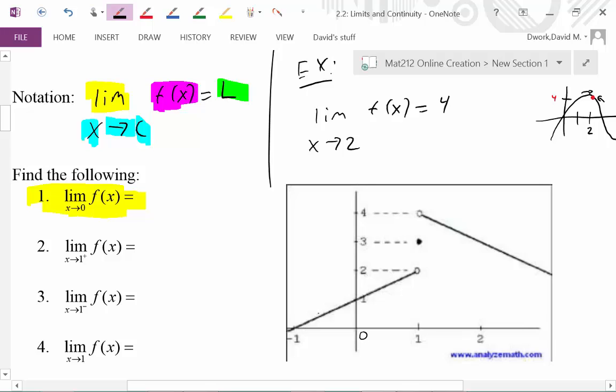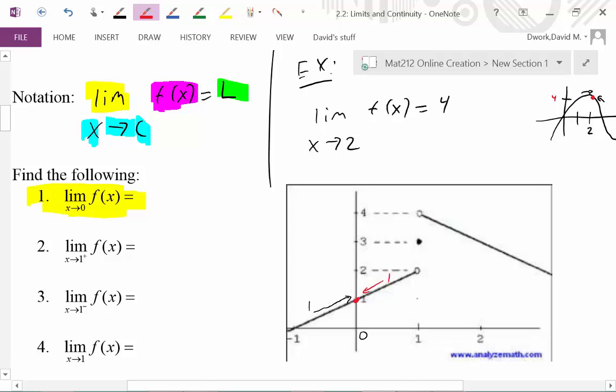So what y value are we going towards? As I come from the left-hand side, you can see the y value of my graph, the output value of my graph, looks like it's approaching the value of 1. And then as I approach from the right-hand side, again, it looks like my y values are approaching 1.